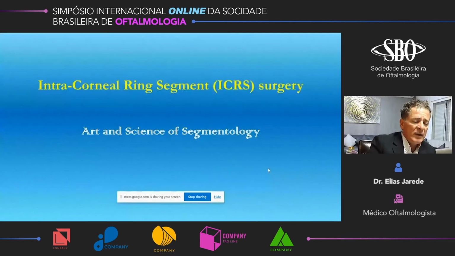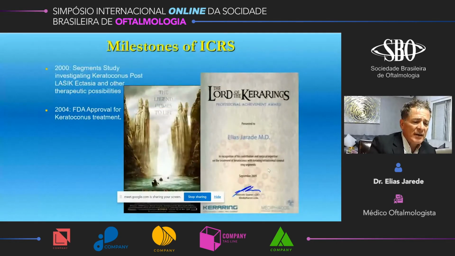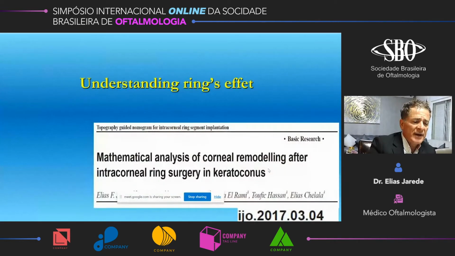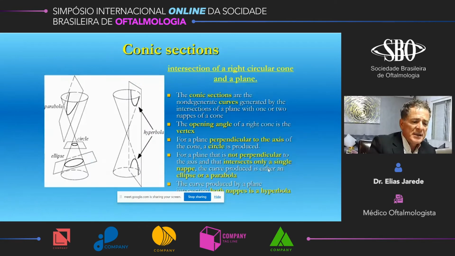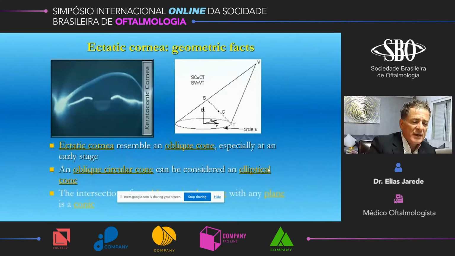Well, regarding the ring, what we have done unconventionally is based on our understanding that the ring has to be implanted underneath the steep zone to induce more flattening, enhance regularity of the cornea, and increase the corrected distance visual acuity. This is based on our understanding of the cone, which resembles an oblique cone.